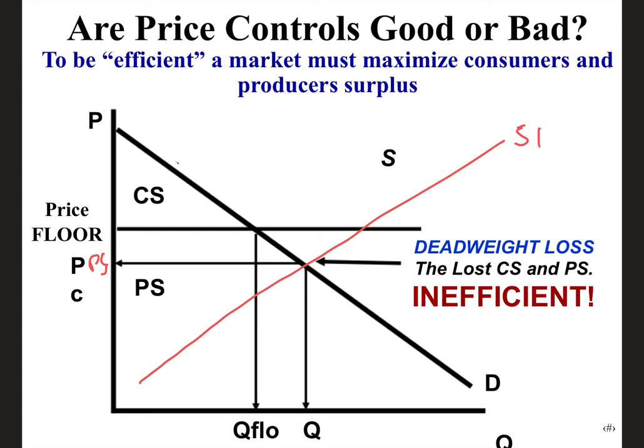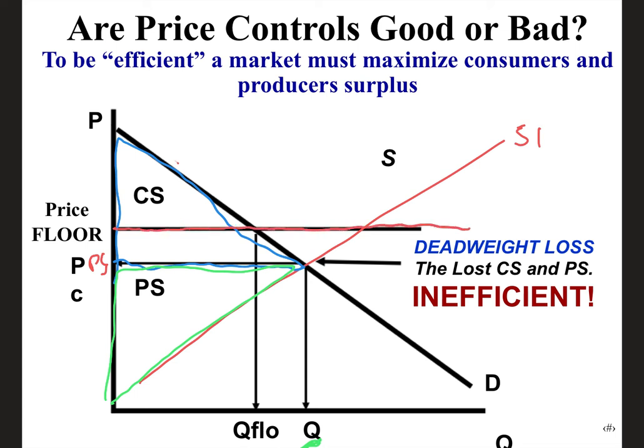And we can look at the equilibrium quantity as Q. Before the price floor, we have maximized consumer surplus in the blue and maximized producer surplus in the green, so we have a market that's allocatively efficient with the quantity at Q. As soon as we go to looking at a price floor, so here's our price floor.